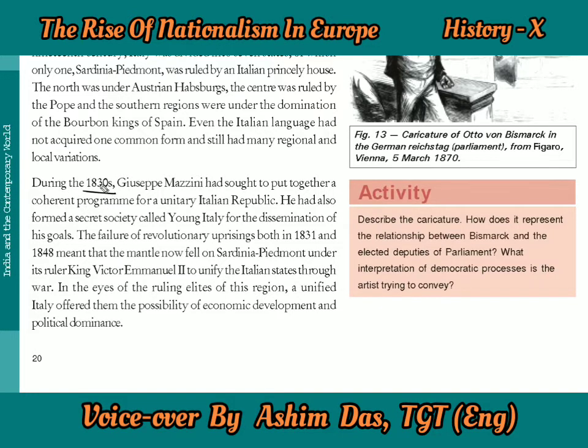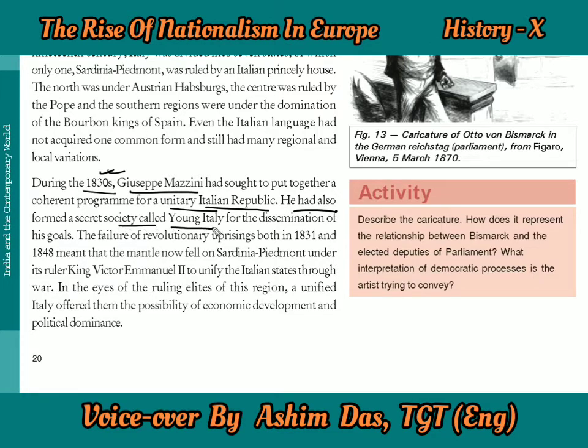So during the 1830s, Giuseppe Mazzini, as you already come to know, an Italian revolutionary, had sought to put together a coherent program for a unitary Italian republic. So he wanted Italy to be unified and to be a republic where there must be elections and the head must be elected by the people.